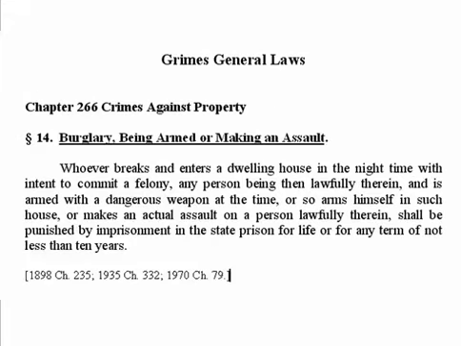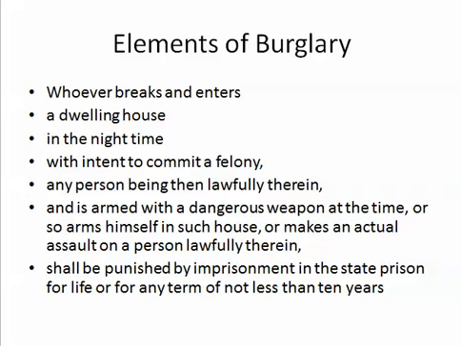For example, if you're trying to apply the Grimes burglary statute, start with the words of the statute. Grimes General Laws, Chapter 266, crimes against property, burglary, being armed, or making an assault. Identify the elements of the cause of action. Whoever breaks and enters a dwelling house in the nighttime with intent to commit a felony, any person being lawfully therein, and is armed with a dangerous weapon at the time, or so arms himself in the house, or makes an actual assault on a person lawfully therein, shall be punished by imprisonment in the state prison for life, or for any term of not less than 10 years.